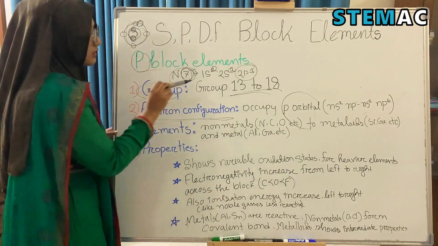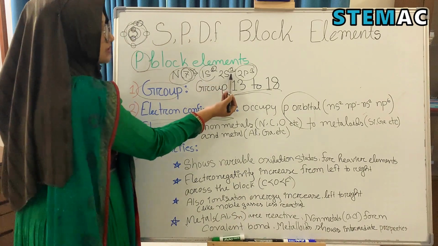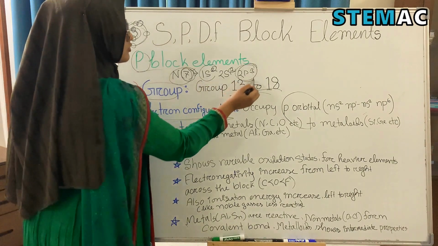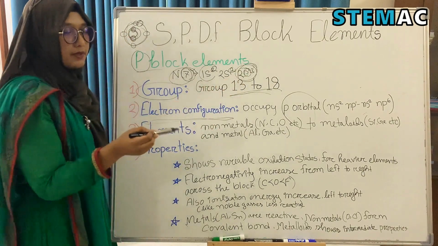And for the electron distribution, we have 1s2, then 2s2, and then 2p3. And this 2p, in the case of p, it is never gonna be 1p.